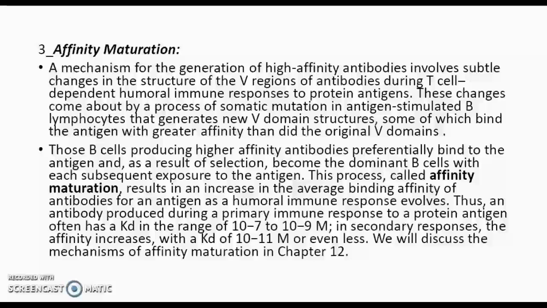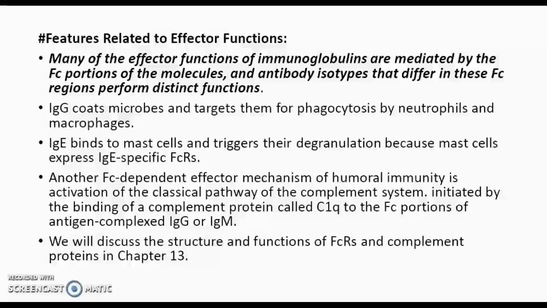Thus, an antibody produced during a primary immune response to a protein antigen often has a Kd in the range of 10 to the minus 7 to 10 to the minus 9 molar. In secondary response, the affinity increases with a Kd of 10 to the minus 11 molar or even less. Features related to effector function.